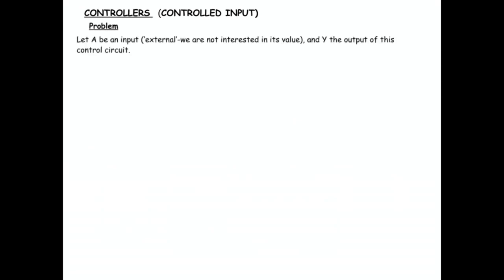Okay, so we're going to look at circuits for devices called controllers, and the general topic is called controlled input. All right, so here we have a problem. Let's say that we have a circuit, and A is a line in, one of the inputs, but it is external, so we don't know its value, we can't control it. But in our circuit, Y is the output of this control circuit. And the control part of it, we haven't seen that yet, is when we're going to influence the circuit. It's sort of like a dynamic circuit rather than being frozen in the way it works.